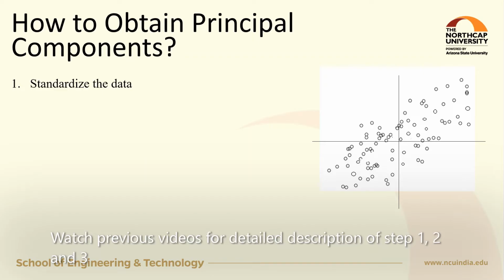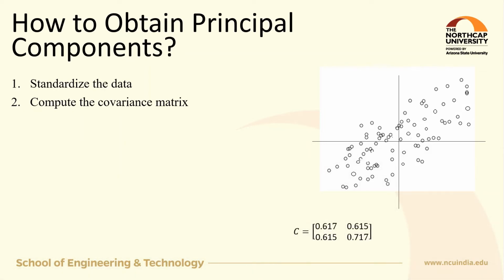Second step, we need to compute the covariance matrix. Using the covariance matrix, we can represent the covariance between features x1 and x2, and this was the matrix we obtained. In the third step, you need to calculate the eigenvalues and eigenvectors.